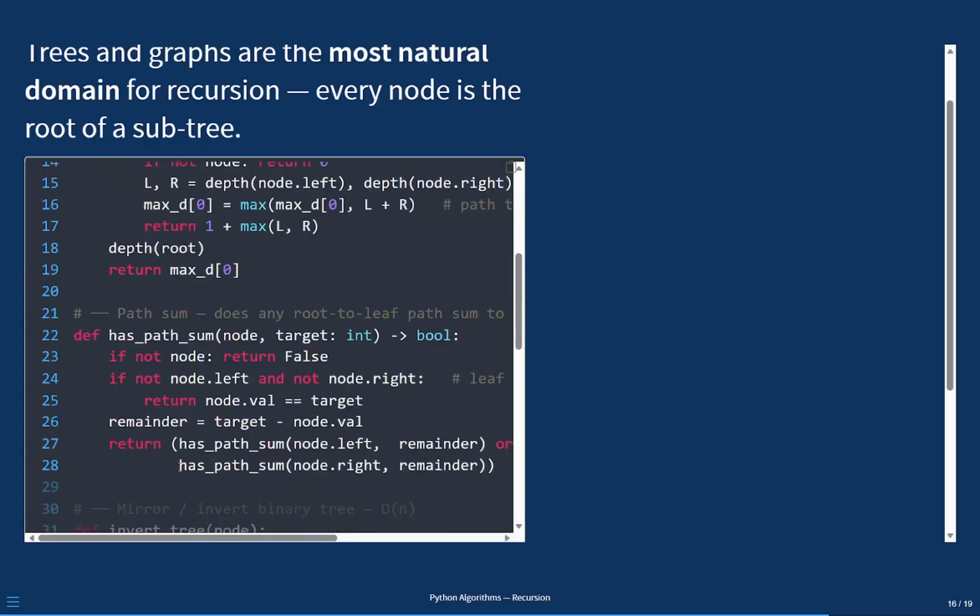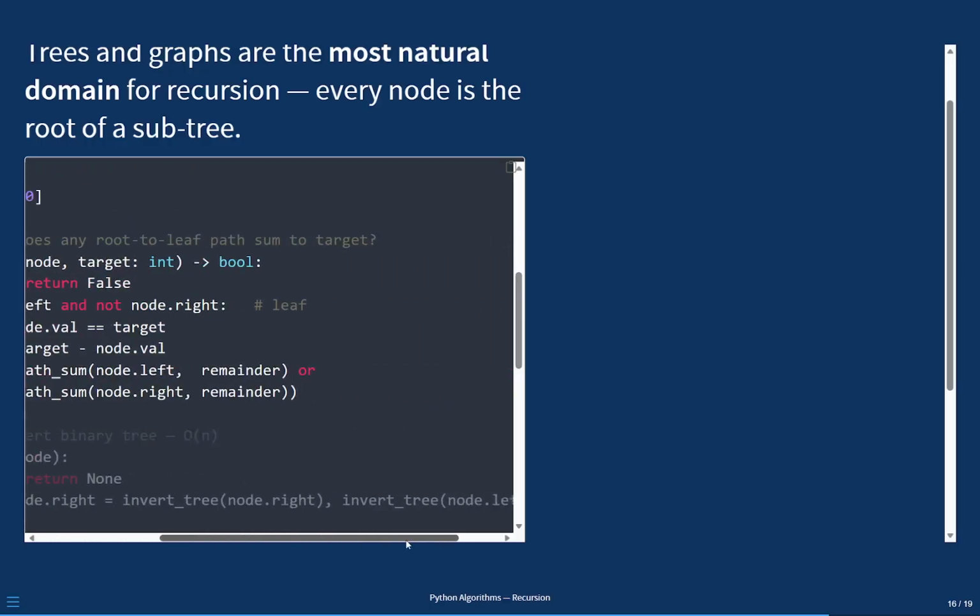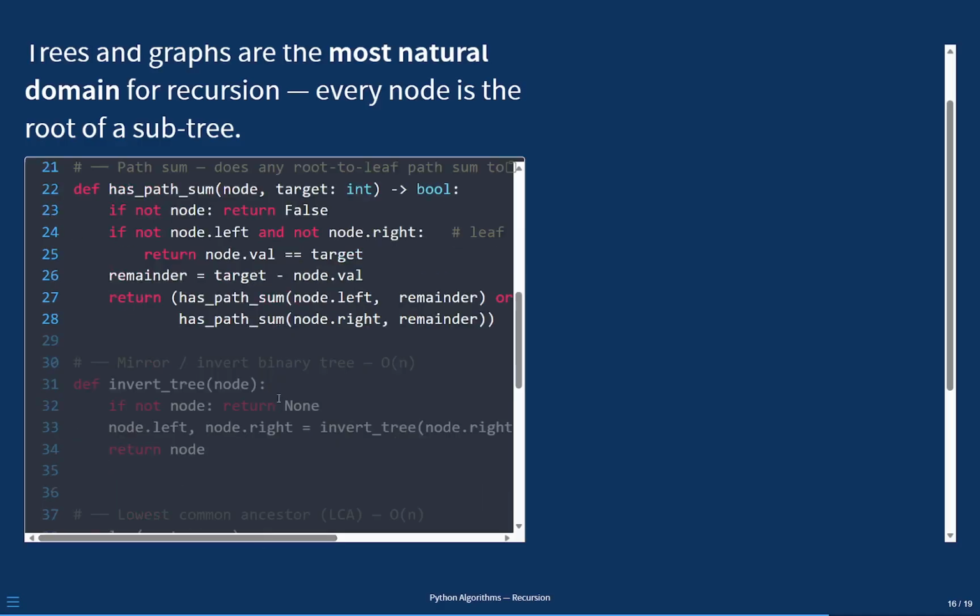has_path_sum. At a leaf node, check if its value equals the remaining target. Otherwise subtract the current node's value and recurse into both children. Return true if either path succeeds. Short-circuit evaluation means we stop as soon as one path succeeds.